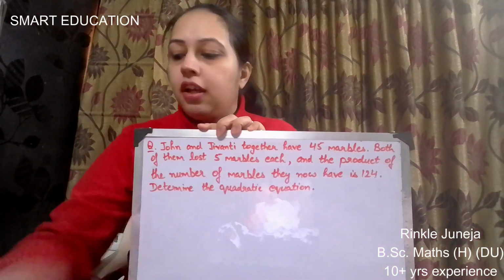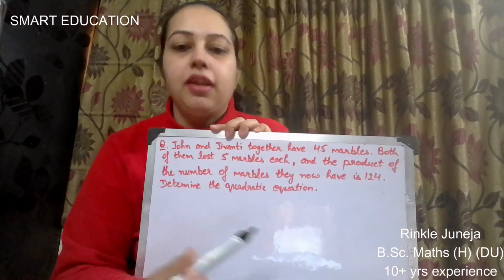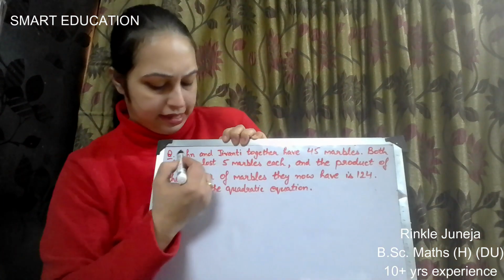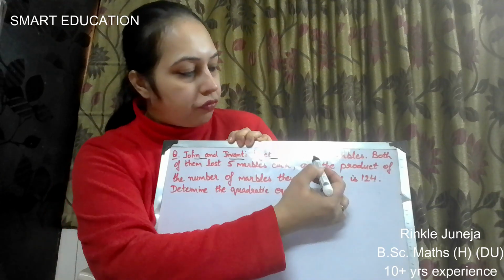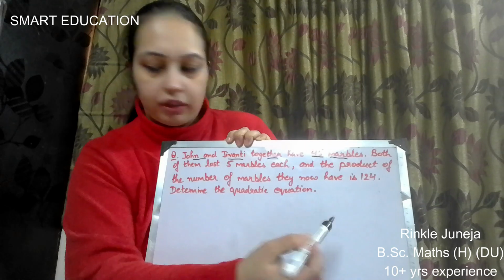Now the next type of question which comes is to form a quadratic equation from a given situation. So let's try to do it using an example. Let's read the lines one by one and then form the quadratic equation. The first line says John and Jivanti together have 45 marbles, right?